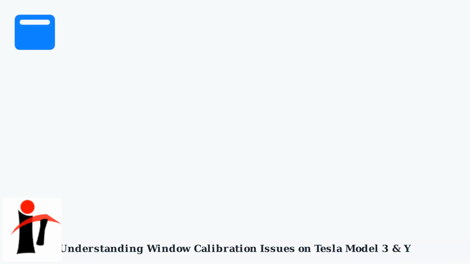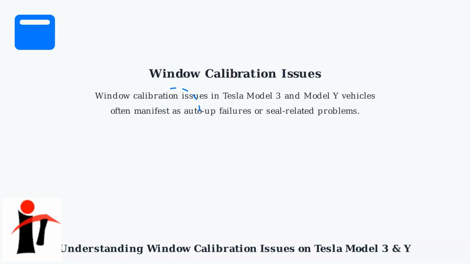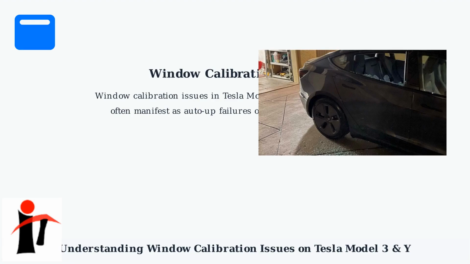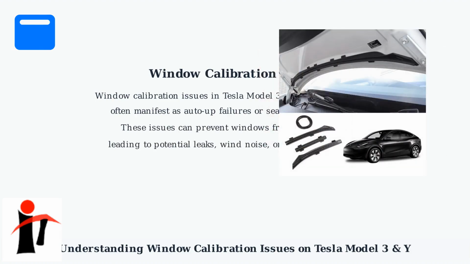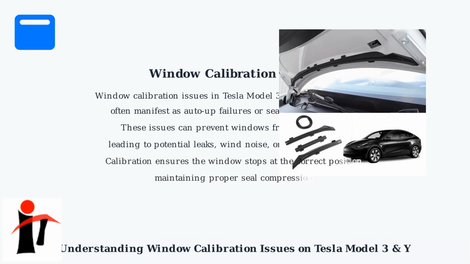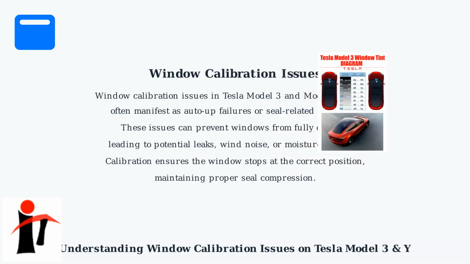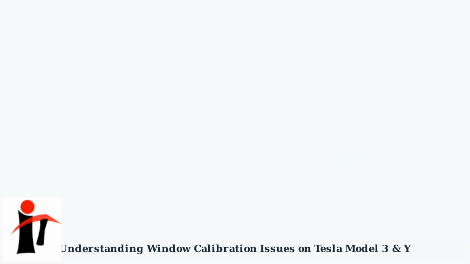Window calibration issues in Tesla Model 3 and Model Y vehicles often manifest as auto-up failures or seal-related problems. These issues can prevent windows from fully closing, leading to potential leaks, wind noise, or moisture buildup. Calibration ensures the window stops at the correct position, maintaining proper seal compression.